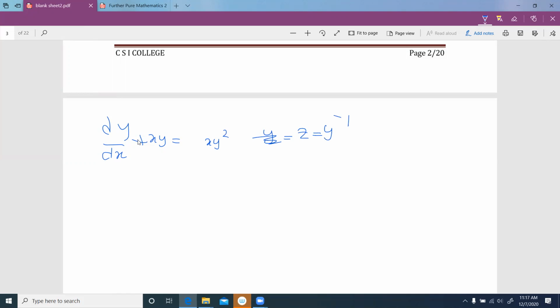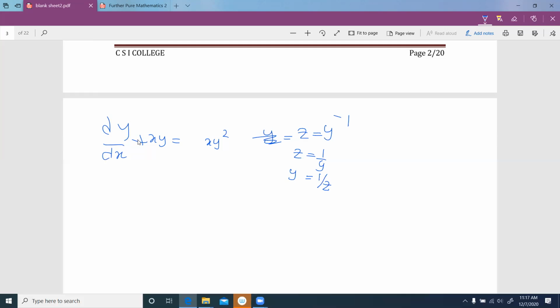That means you have to remove y. So z equals 1 over y. Therefore, you can say y equals 1 over z. Right. Then we need to remove y out of this equation. So that means you need the equation in terms of x and z.